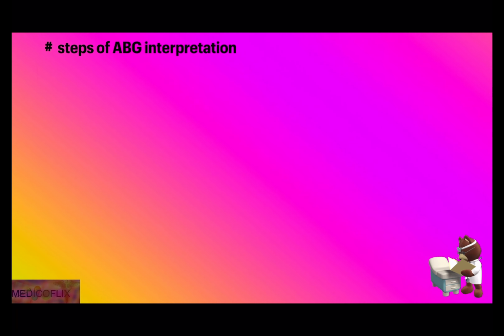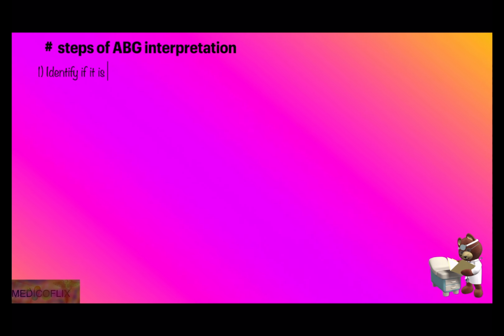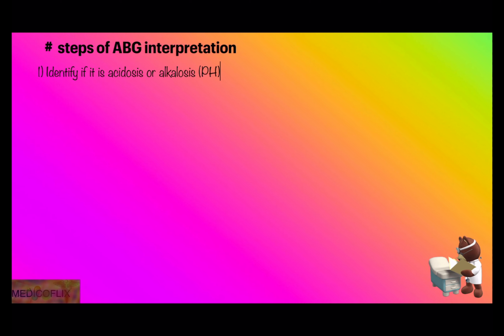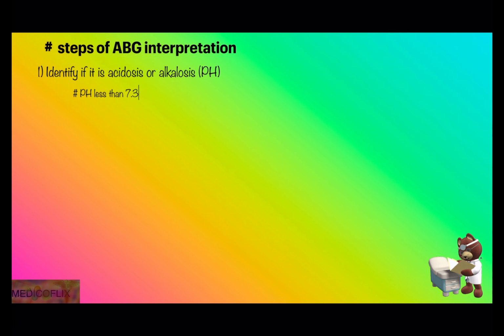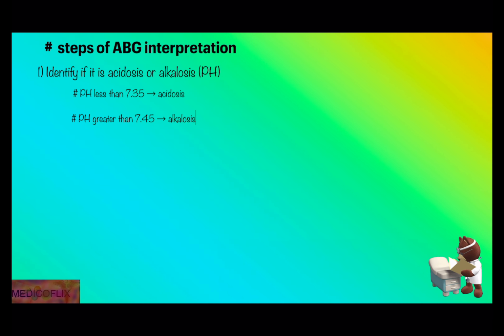ABG interpretation can be done in three steps. First, identify if it is acidosis or alkalosis by its pH value. If pH is less than 7.35, it shows acidosis. If pH is greater than 7.45, it shows alkalosis.